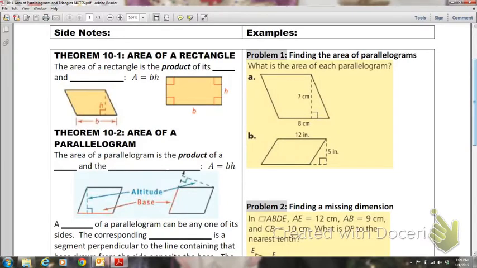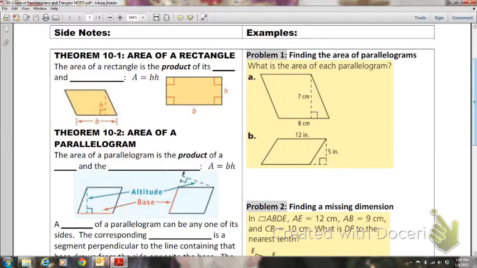This lesson we'll learn about the areas of parallelograms and triangles. The objective is to find the areas of parallelograms and triangles, so we'll look at the formulas to do that. The first theorem is about the area of a rectangle. A rectangle actually is a parallelogram with 4 right angles.